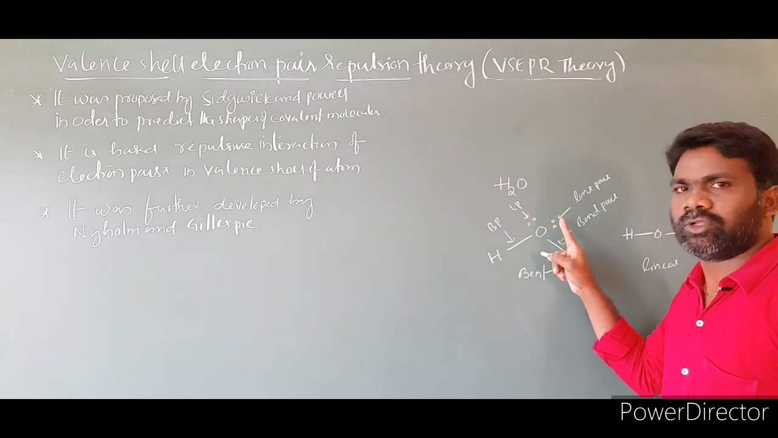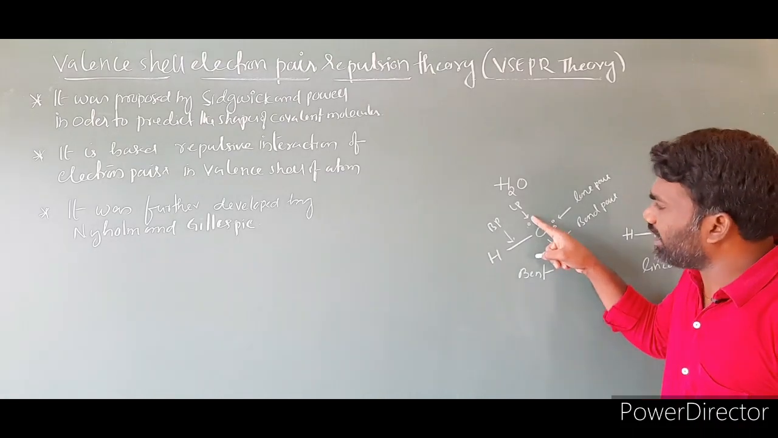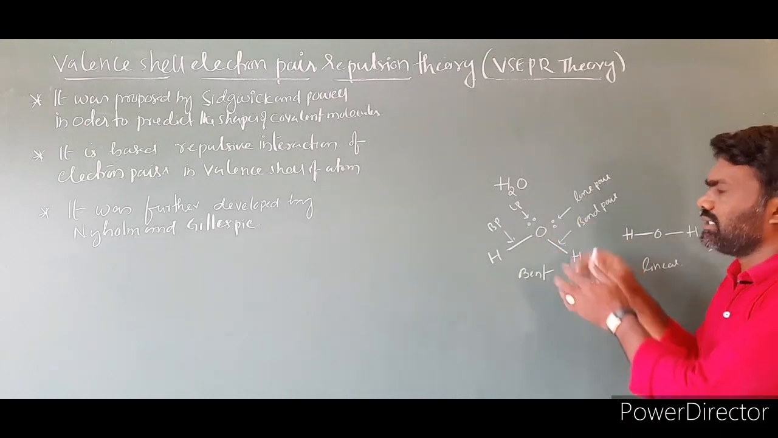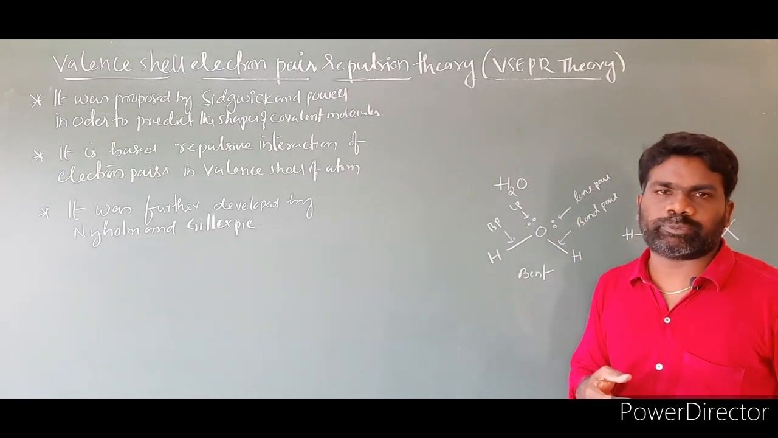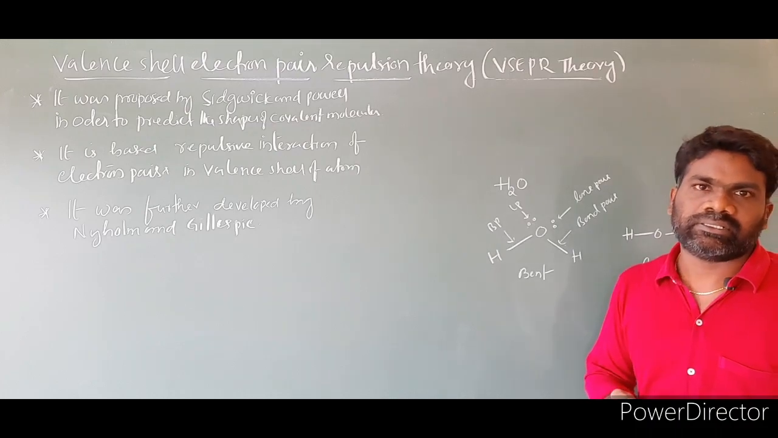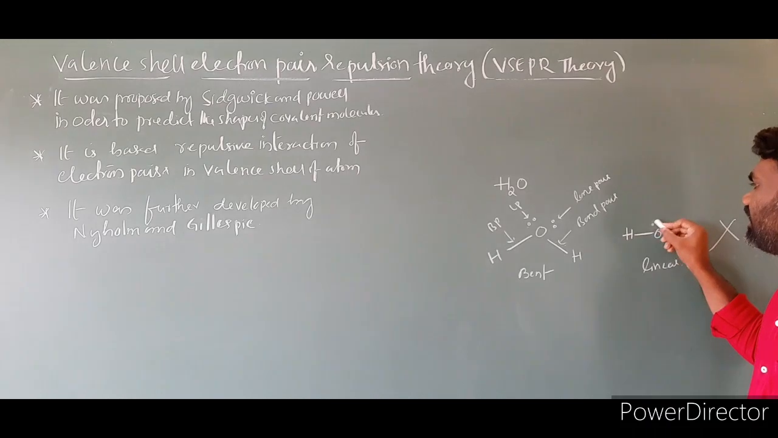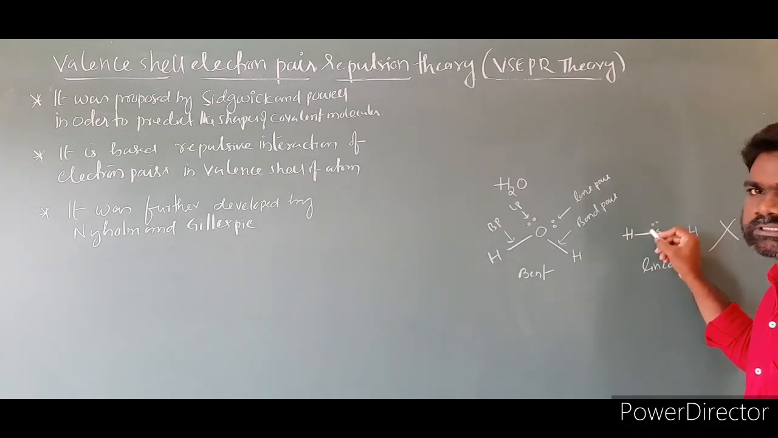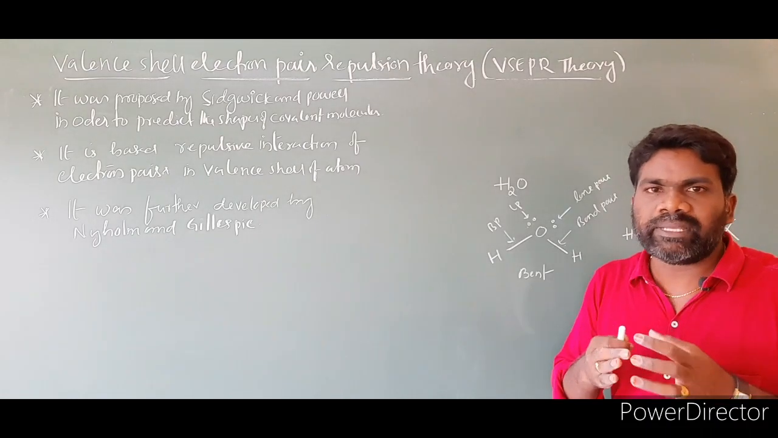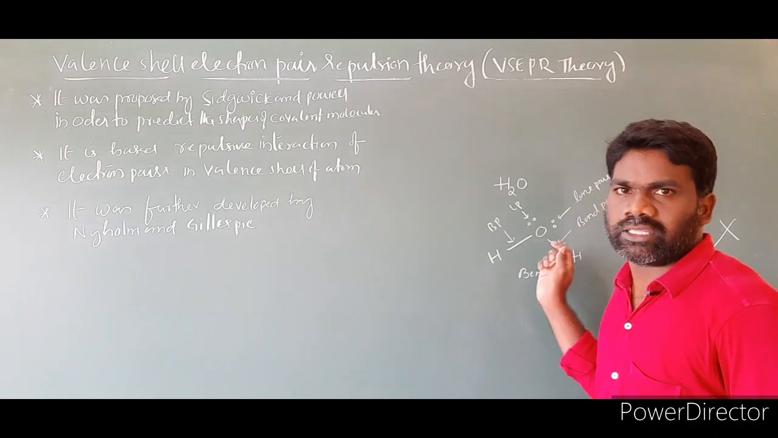Repulsion: lone pair will repel, bond pair will repel, lone pair and bond pair also will repel. Because of these repulsions, the electron pairs tend to occupy such positions in space to minimize the repulsion and maximize the separation. If we keep these molecules linear, the lone pairs and bond pairs are side by side, so the repulsion is maximum. To minimize the repulsions, the electron pairs move far away from each other. I think you got what I mean.